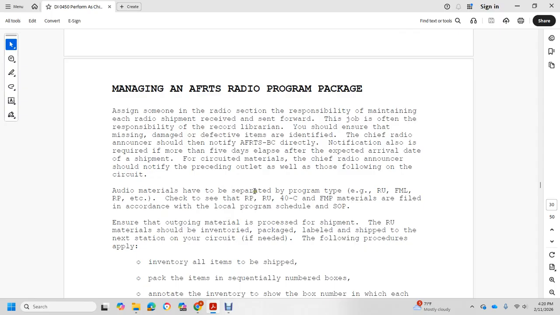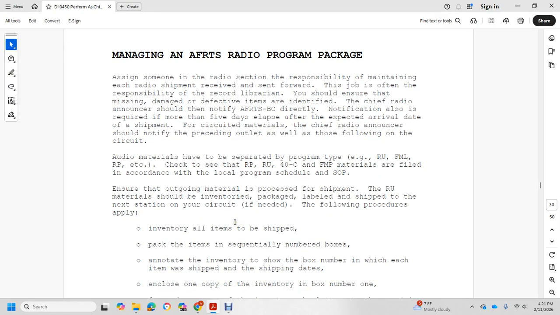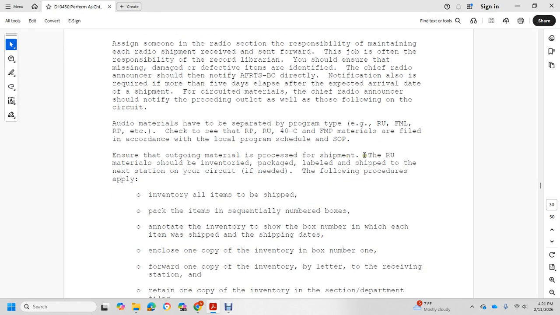The audio materials have been separated by program type, the RU FM, XML with FRP, etc. The FMP materials are filed in accordance with the local program schedule and standard operating procedure to ensure the ongoing material process for shipment. The material shipped to the inventory is packaged and labeled, shipped to the next station on the circuit, and if needed, the following procedures apply.